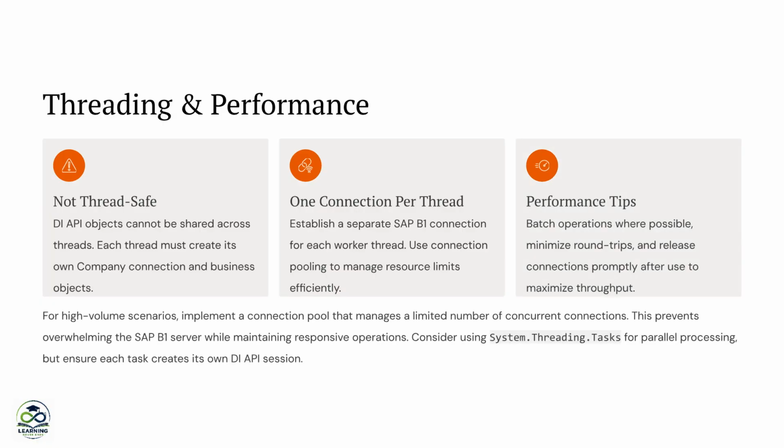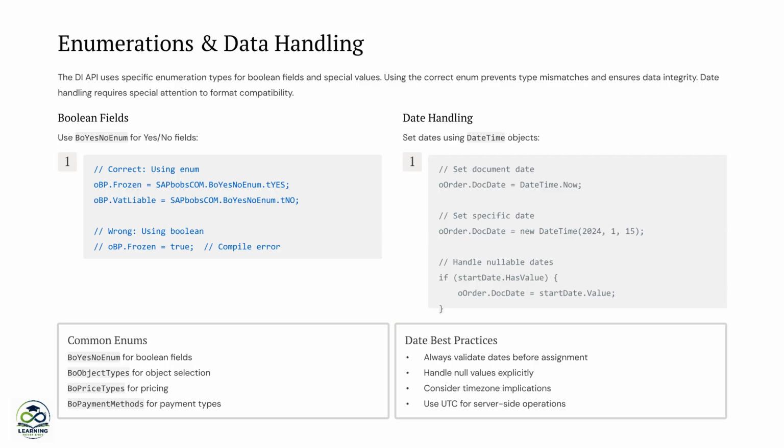To improve performance, batch operations, and minimize round trips to the server. Use the correct enumerations for Boolean fields, such as boyas noenum. For date fields, use datetime objects. Adhering to these types ensures compatibility and data integrity during operations.